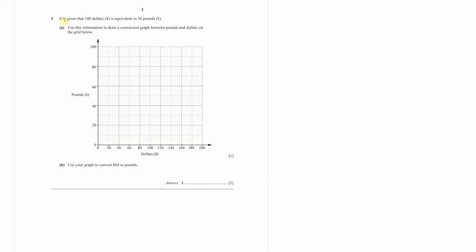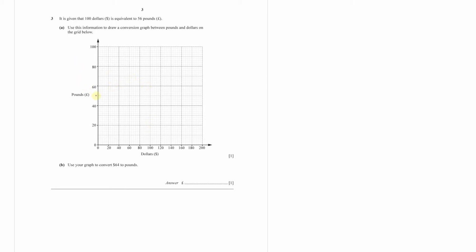So question number 3 is, it is given that $100 is equivalent to 56 pounds. Use this information to draw a conversion graph between pounds and dollars on the grid below. So we have pounds on the y-axis and dollars on the x-axis. So we have $100 here, and this should be equivalent to 56 pounds.